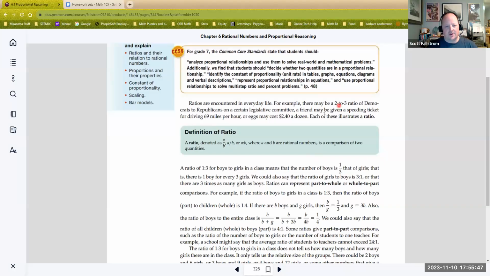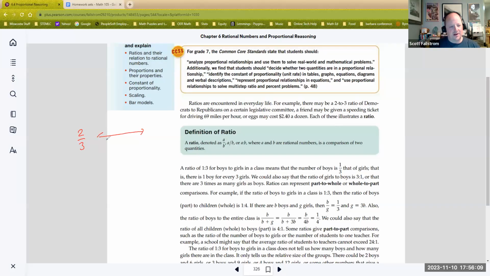And we have the idea, first of all, of a ratio, which hopefully makes sense from our definition of a rational number. And so the ratio is anything that is written as A over B, A slash B, or A colon B. And it's a comparison of two quantities. Now notice that is different than a rational number.